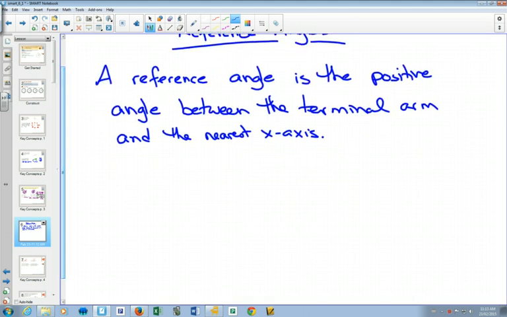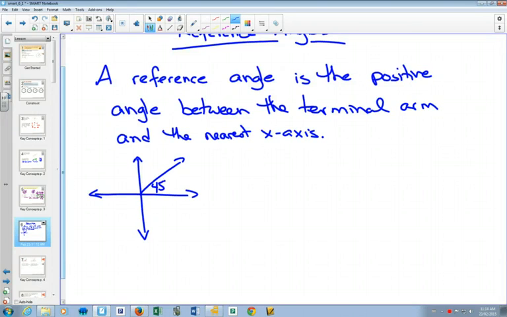So what we're going to do is look at all 4 quadrants, and look at angles that have the same reference angle. So if I pick a random angle here, let's pick a not so random angle. Let's pick a nice one like 45 degrees.